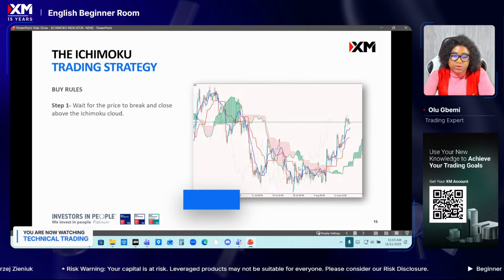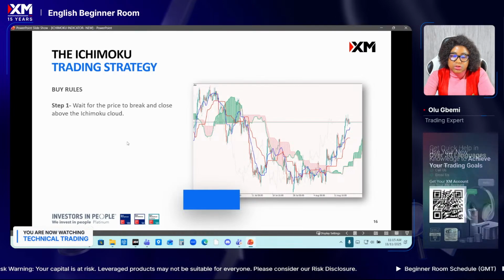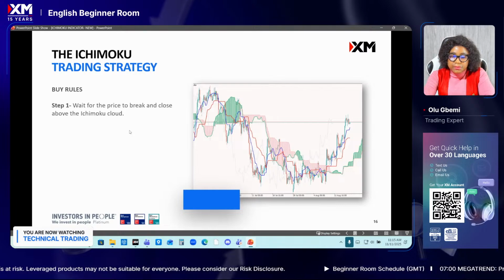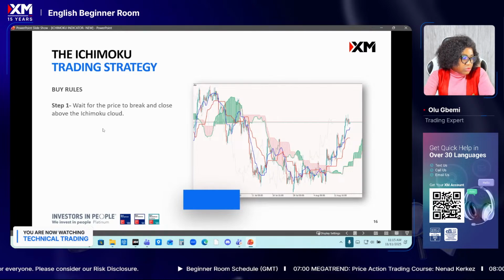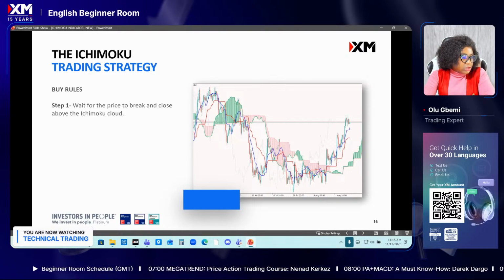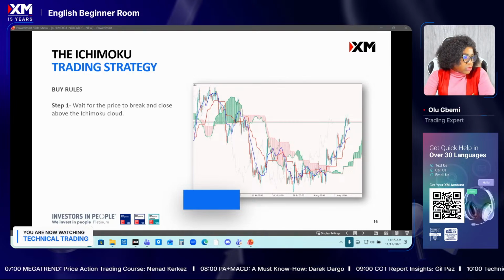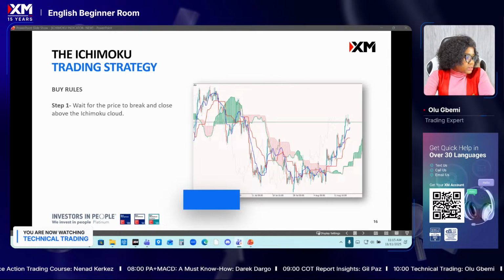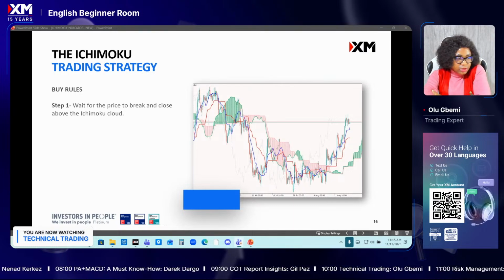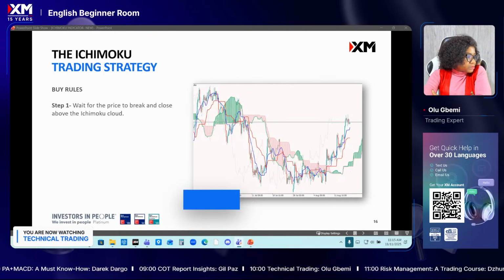So the rules: wait for the price to break and close above the Ichimoku cloud. And these are the buy rules. If I'm looking to do a buy, I want to wait for the price to break out above the cloud in order for me to be able to make my decision there. So I'm waiting to see when price breaks outside the cloud to the upside.